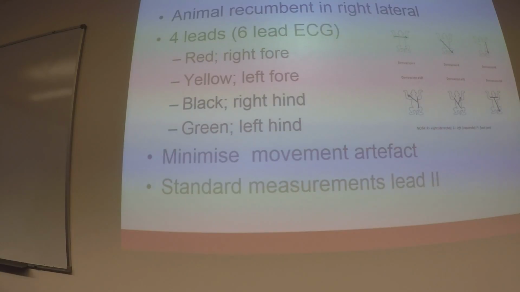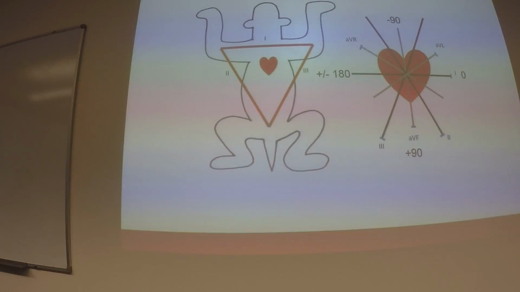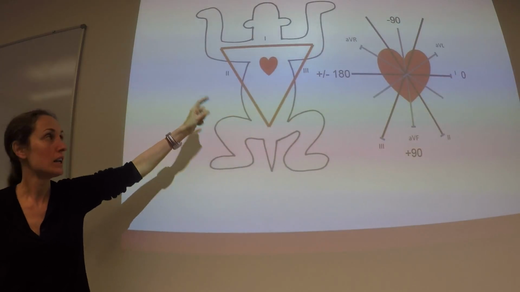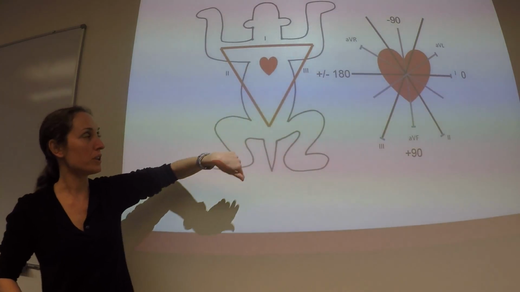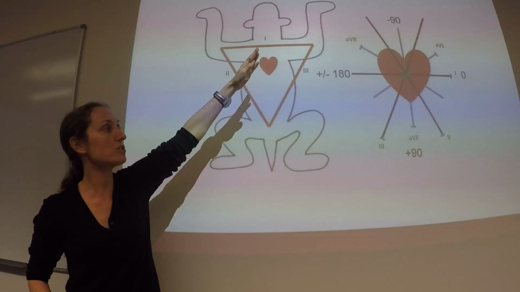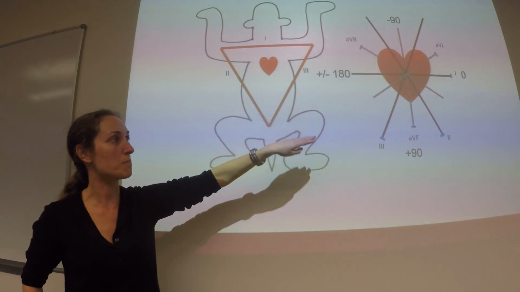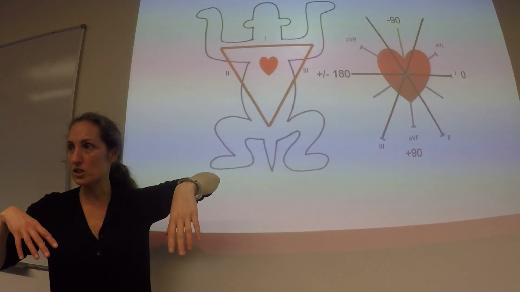Chambers, etc. At some point I'm assuming you will have a practical on this. This is what I mentioned about the triangle of Einthoven. Leads 1, 2, and 3 are meant to look at the heart from different points of view, and this is what we know as the axial system, when you put all the leads together.